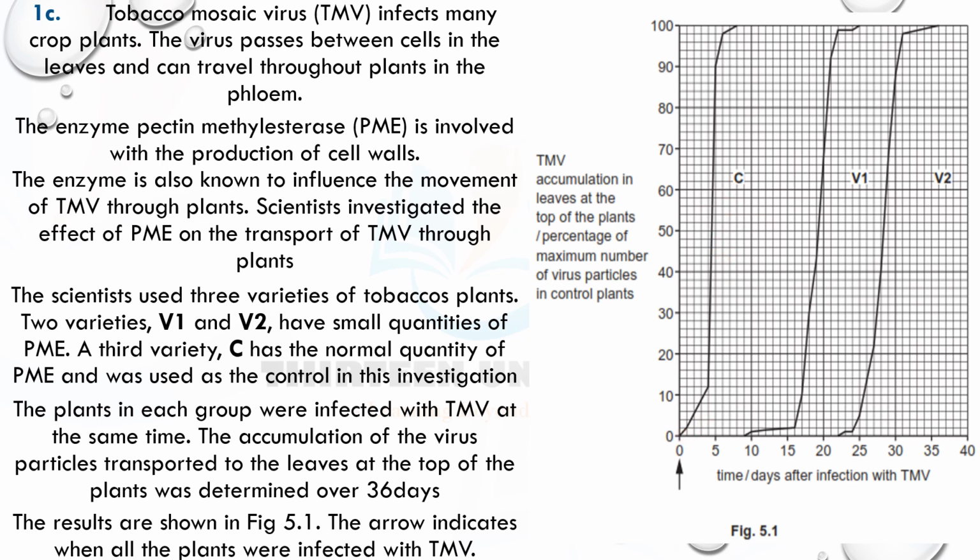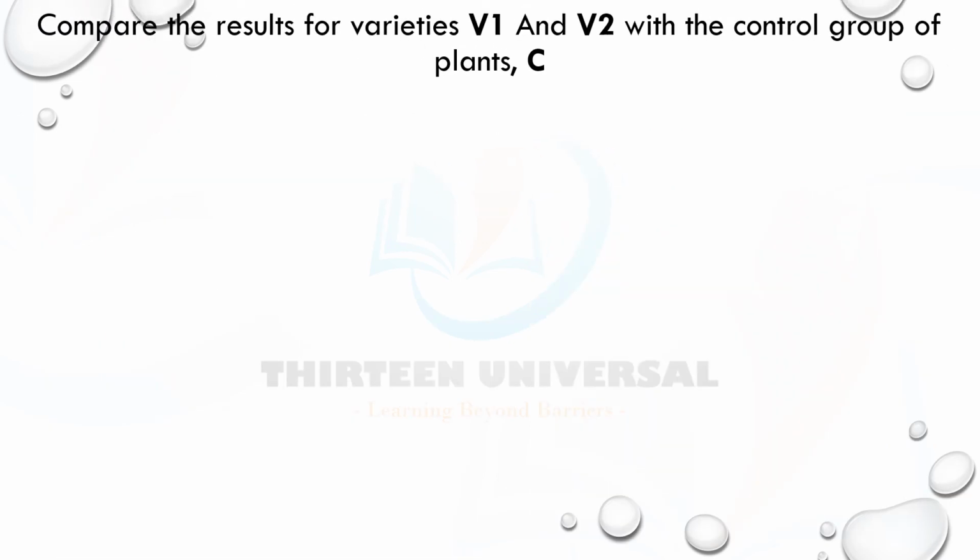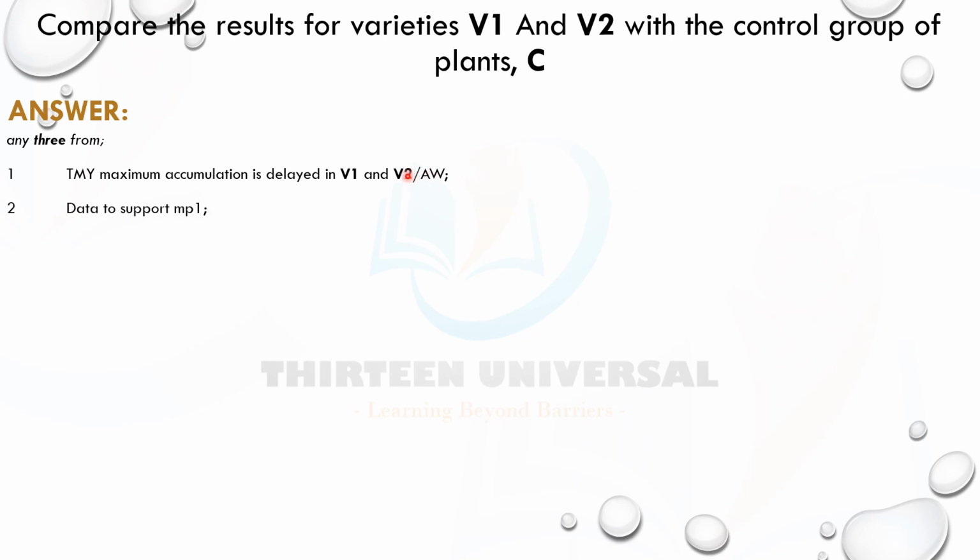So let's see what the mark scheme says. Compare the results for varieties V1 and V2 with control group of plant C. TMV maximum accumulation is delayed in V1 and V2, like we said. They started with differences. Then you have to quote data to support that, like we have been quoting data in analysis.